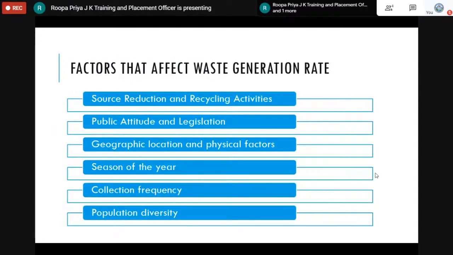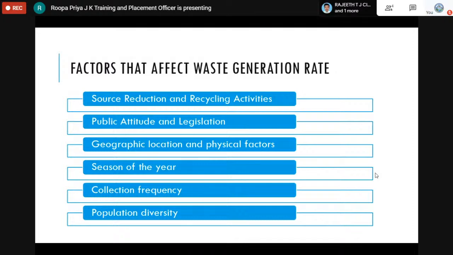These are the factors that affect the waste generation rate. So there are various factors. The first one could be the source reduction and recycling activities. This is one of the factors which affects the generation rate. The generation of the waste can be reduced at source. We can also involve recycling activities. So that is one of the factors.